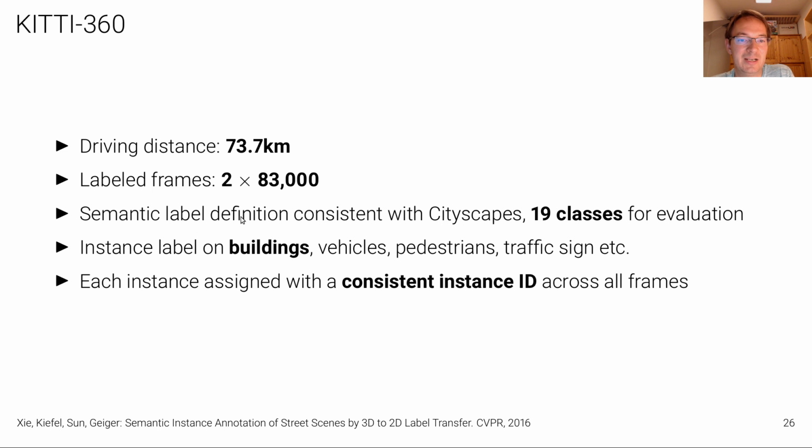We have semantic labels for all 3D points and for all pixels in the images, and the label definition is consistent with Cityscapes. We have 90 classes for evaluation, and we have instance labels for buildings, vehicles, pedestrians, traffic signs, basically for all instance classes. And each instance is assigned with a consistent instance ID across all frames. So everything is really consistent in 3D across this entire dataset.